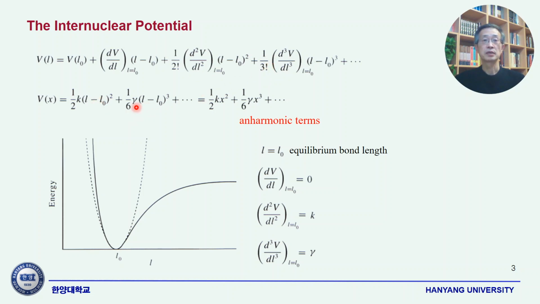1/6 gamma, the third derivative, displacement cubed, just like that. So harmonic motion, harmonic oscillation, is just counting the second order term in displacement. Okay, so that is the harmonic term, and the third order cubic term and beyond is the anharmonic term. So this is how we look at the diatomic molecule with the harmonic oscillator approximation.